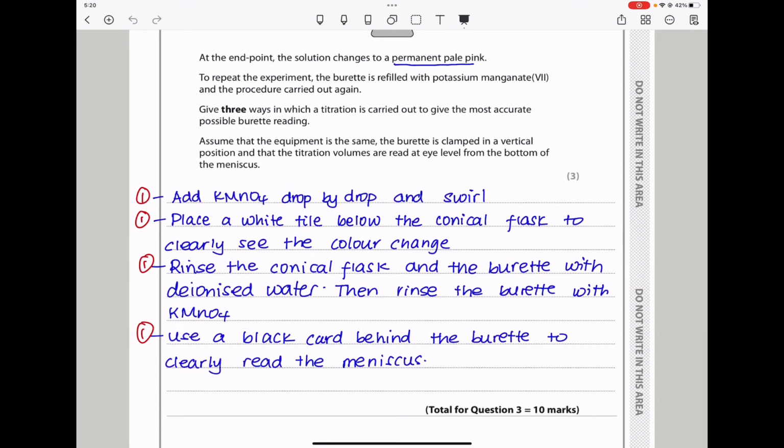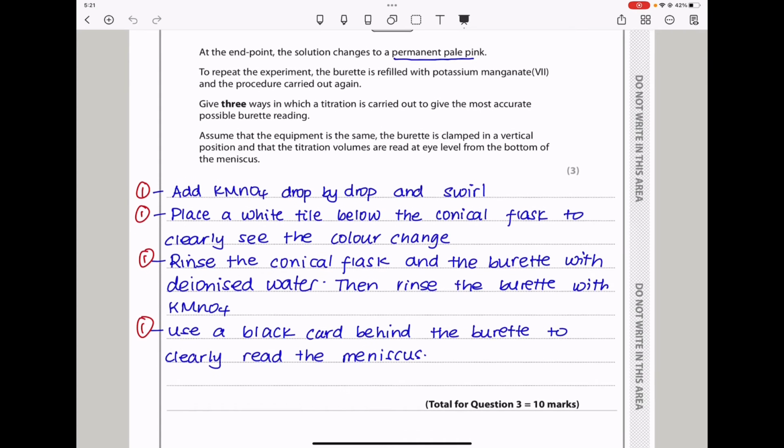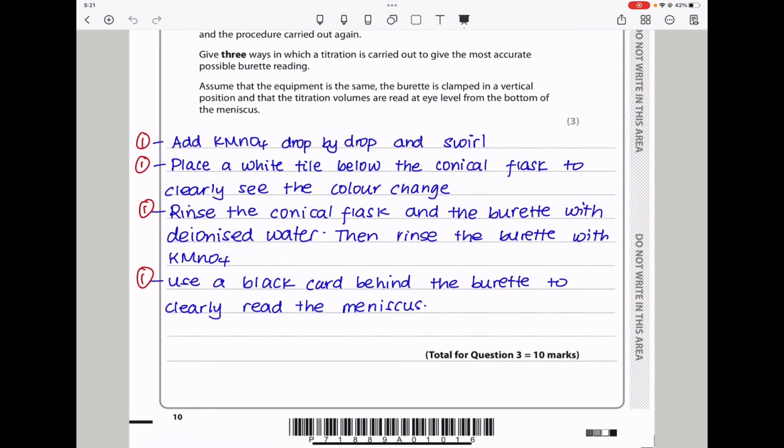Then you should have rinsed the conical flask and the burette with deionized water, and then rinse the burette with potassium manganate as well. You should also use a black card behind the burette to clearly read the meniscus. So this brings us to the end of question 3. Let's continue to question 4.